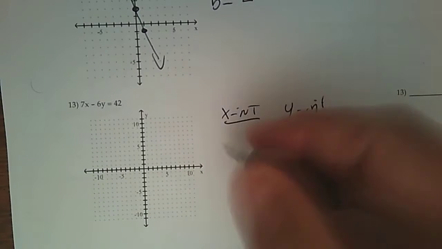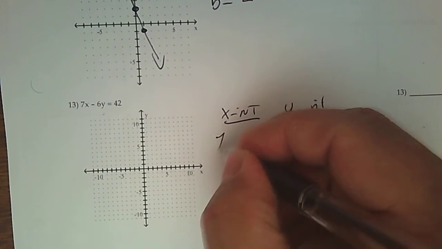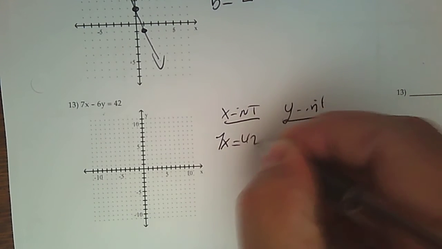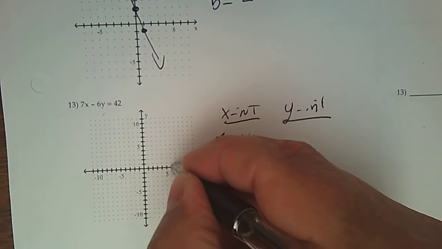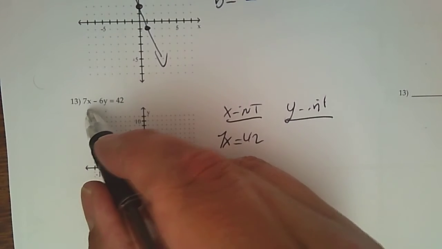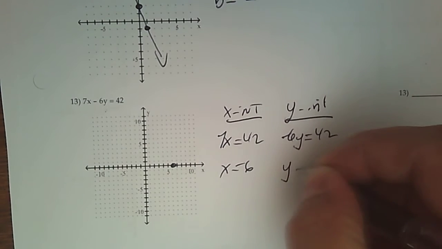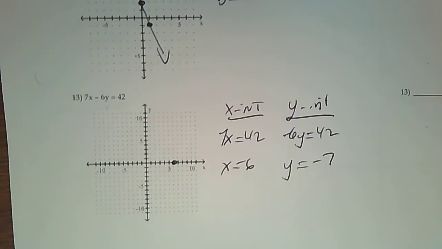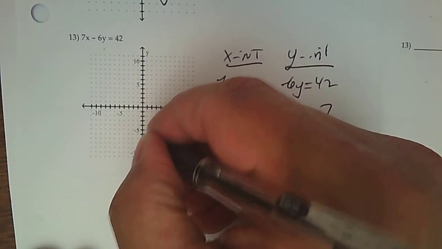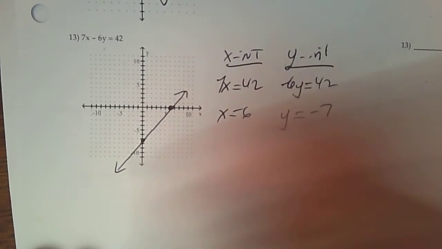So if I'm going to find the x-intercept, you put in 0 for y. So if y is 0, you're left with 7x is equal to 42, divide, and the x-intercept is at 6. For the y, plug in 0 for x, and you're left with negative 6y is equal to 42, divide. And now the y-intercept's at negative 7. And you can draw your line.